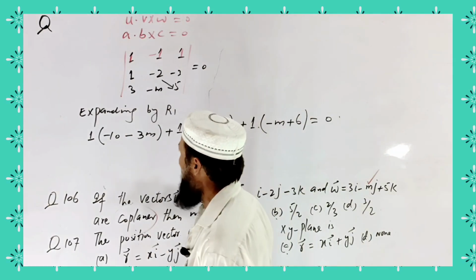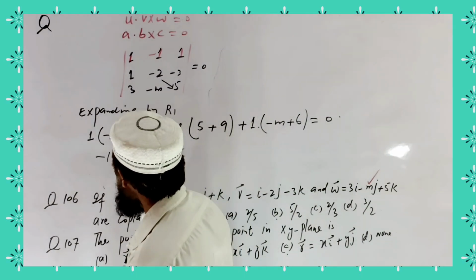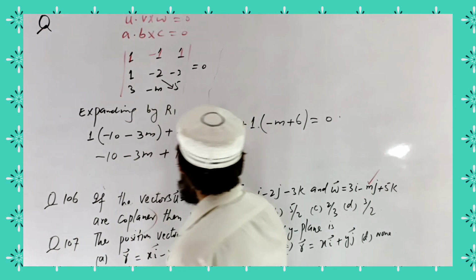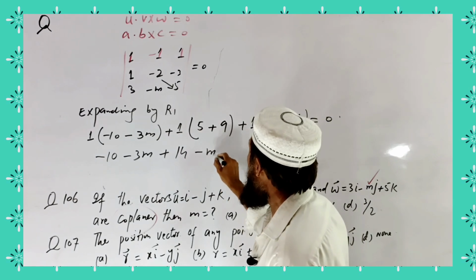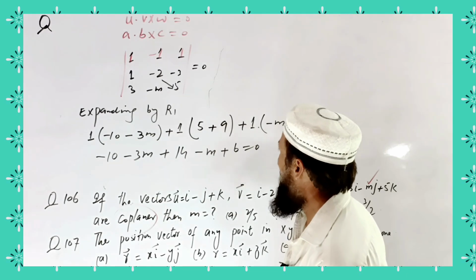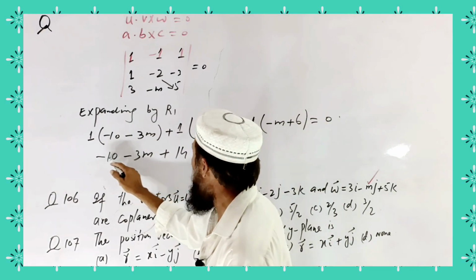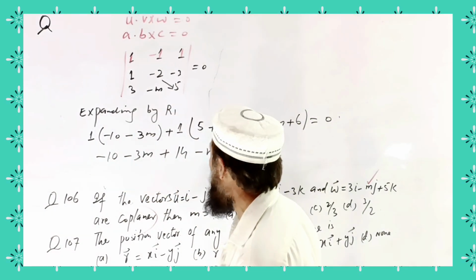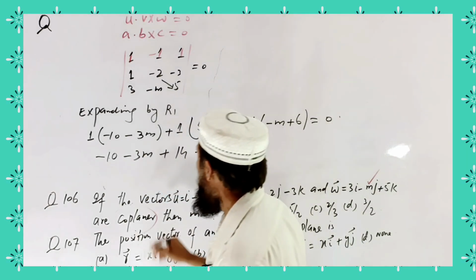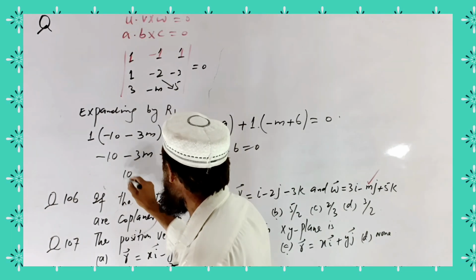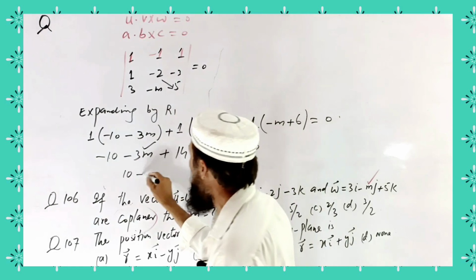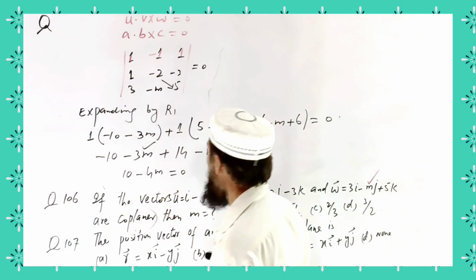Now expanding this, open the brackets. Now we get -10 minus 3m plus 14 and minus m plus 6 is equal to 0. Now here the constant values are -10 plus 4. What is the result? Here we get plus 4 plus 10, plus 10 we get here, and minus 3m minus m we get minus 4m is equal to 0.